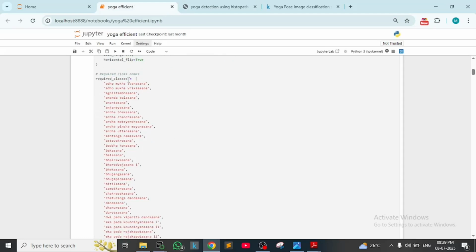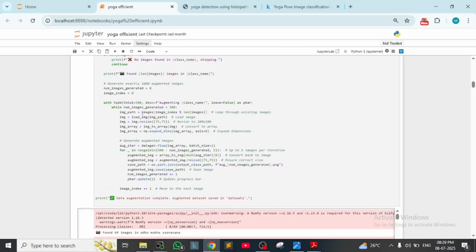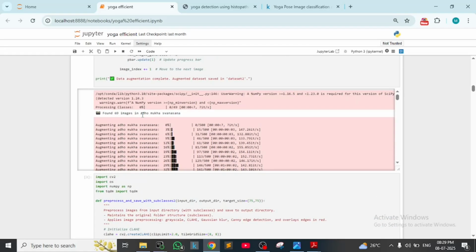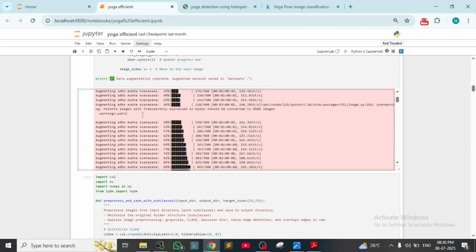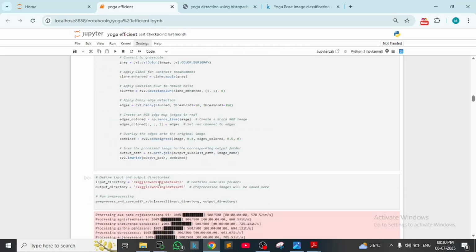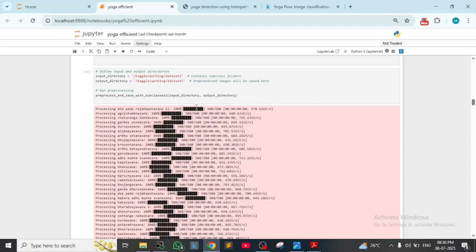I took those classes and uploaded them here. Then I did dataset balancing and pre-processing, then preparation. After that, splitting the dataset, including label mapping, training and scale saving. Then model validation. See, this is the pre-processing and saving with subclasses.